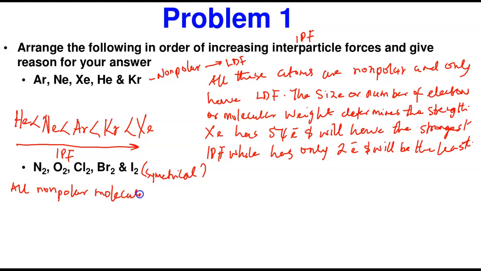Now again, if they are all nonpolar molecules, what is going to decide? We're going to use their molecular mass to decide the strength of the interparticle or intermolecular force in them. If you look at your periodic table, nitrogen is smaller than oxygen, oxygen is smaller than chlorine, chlorine is smaller than bromine, and bromine is smaller than iodine. So it's already arranged. That's a coincidence. So N2 will be less than O2 in strength, O2 less than Cl2, Cl2 less than Br2, and Br2 less than I2.